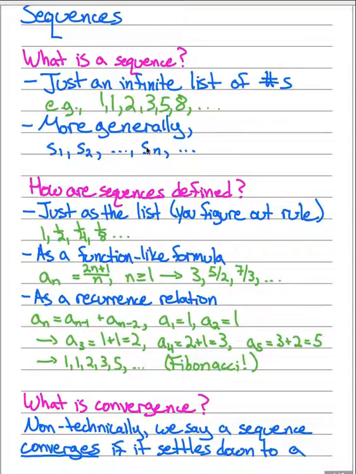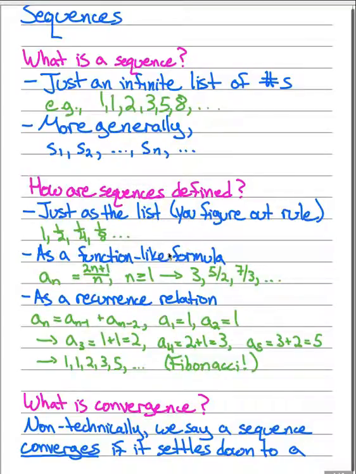Now, to get a little bit more concrete, there are a lot of different ways we could define a sequence. One is we could just write down the list as we did before. You know, we could write down 1, 1/2, 1/4, 1/8, and so on. That's a sequence. And of course, that sequence might be generated by some rule that it might be your job to figure out.